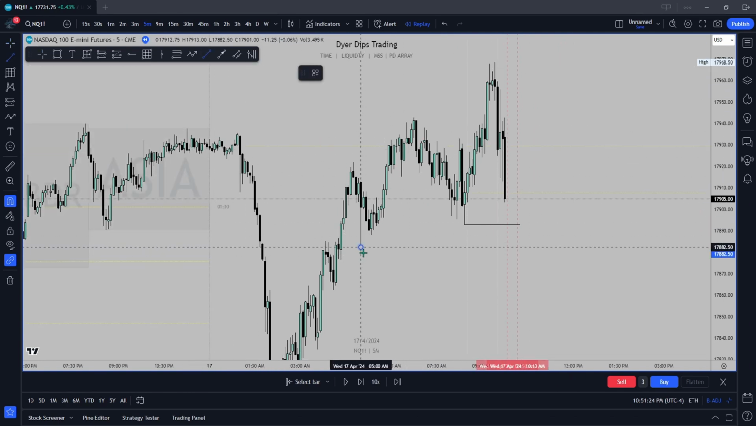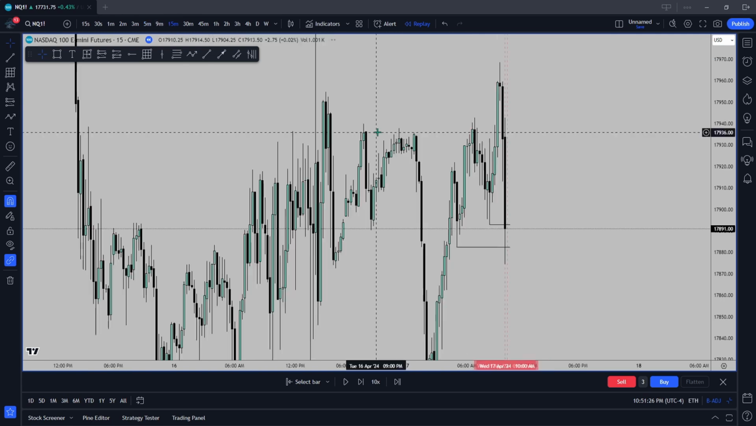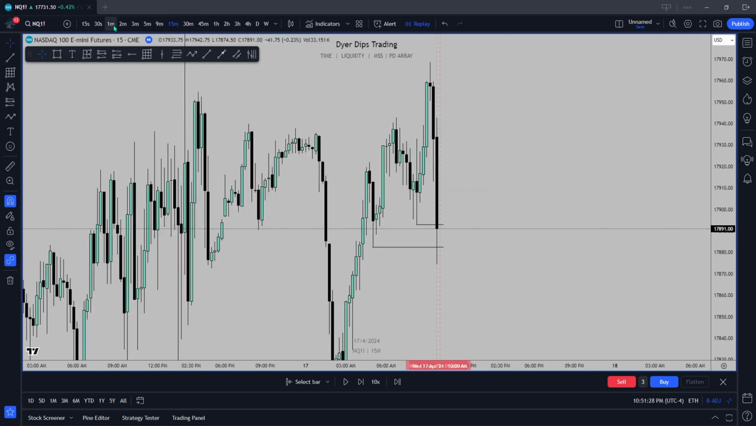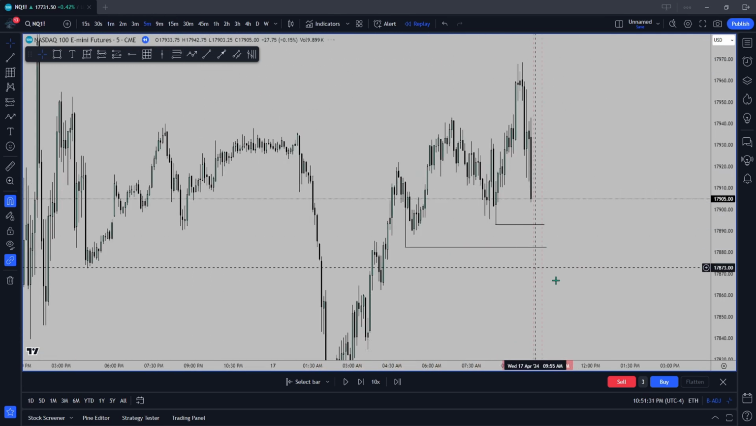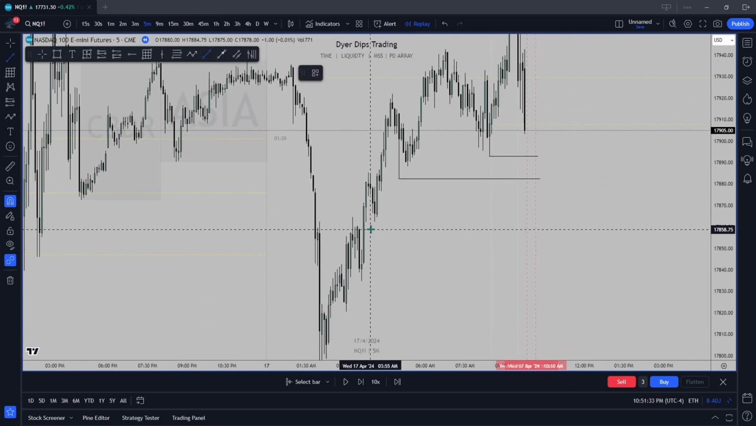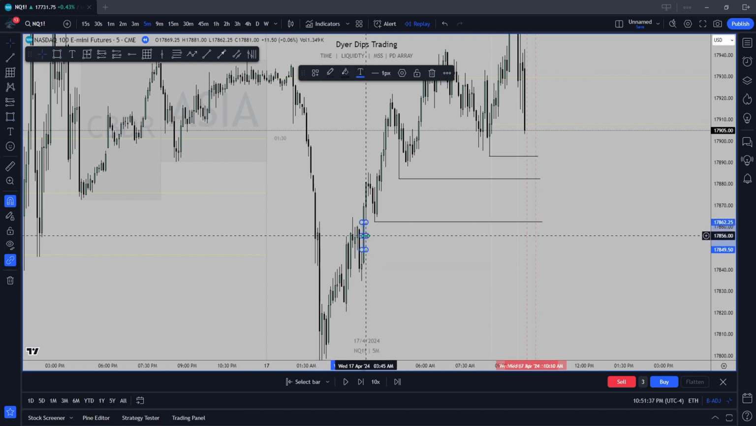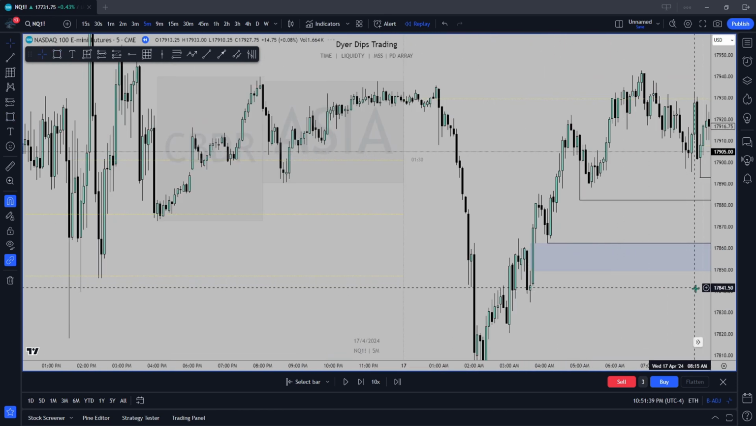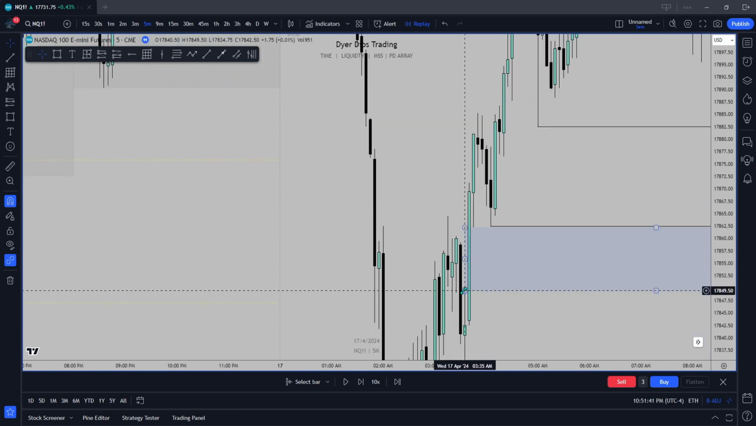You can see we have this really nice liquidity pool here. It's going to be on the 5-minute as well as on the 15-minute. And then we also have, if we go back to the 5-minute, this liquidity pool here. And we even have this inefficiency down here, right? So this is a fair value gap that has not been traded to. As you can see, it's been left open.